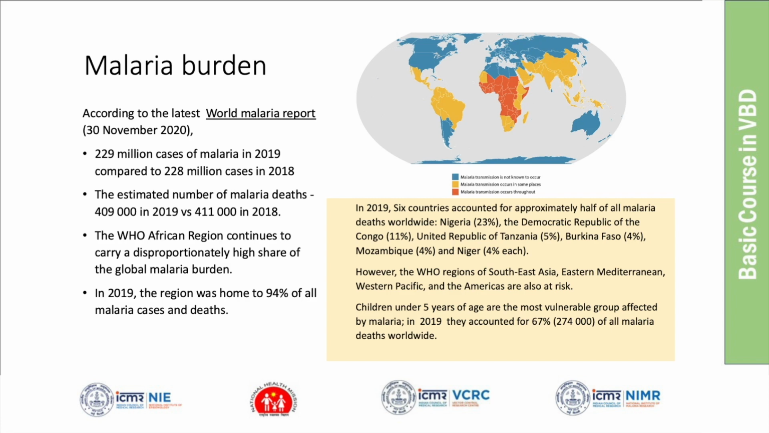And in 2019, 6 countries accounted for approximately half of all malaria cases worldwide. In these countries, India is not the worst. But the WHO regions of South Asia, the Eastern Mediterranean, Western Pacific and the Americas are also at risk. Overall, children under 5 years of age are the most vulnerable, and in 2019 they accounted for about 67% of all malaria deaths worldwide. So these under 5 children worldwide, even in Odisha, are still at risk for malaria infection, malaria complication and malaria deaths.